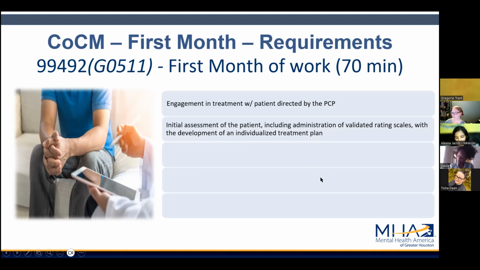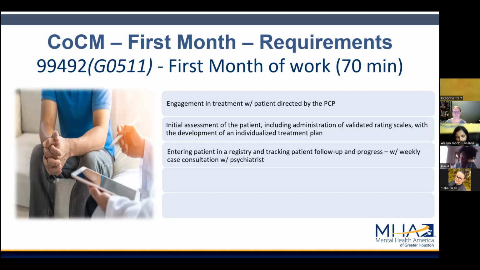Then the initial assessment of the patient must include a validated screening tool, because collaborative care is supposed to target a specific mental health condition and show improvements over time based on interventions for that condition. You have to use validated screening tools to prove that there are improvements over time. Common ones are the PHQ-9 or the GAD-7. Those are validated screening tools you can use if you're going to focus on depression for the population that you're serving. If you're going to focus on anxiety, you'll want to make sure that happens right away. And then you develop an individualized treatment plan. So you do an assessment, use validated screening tools, and then a treatment plan.